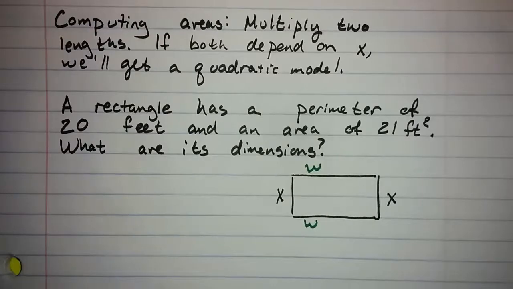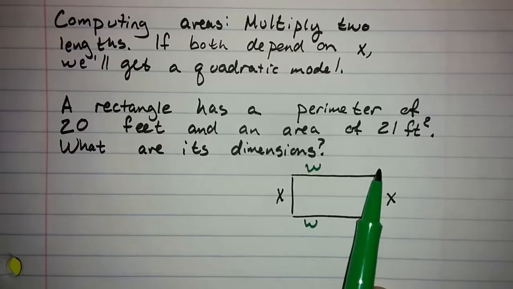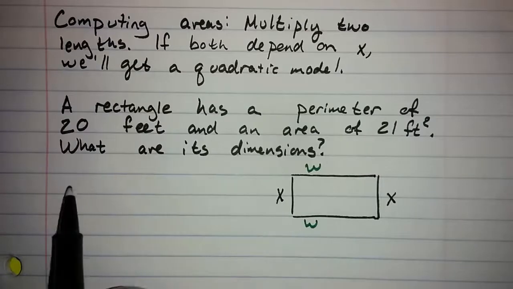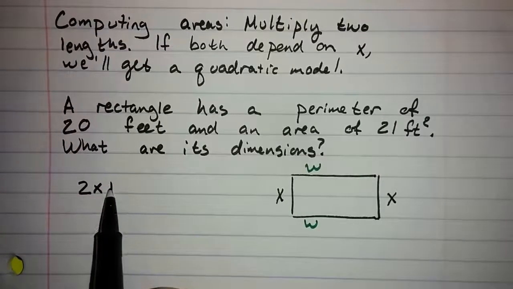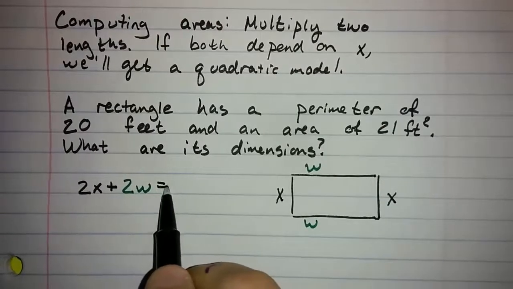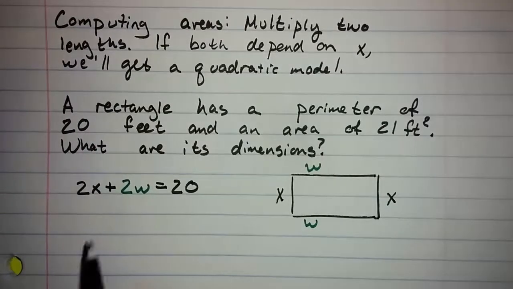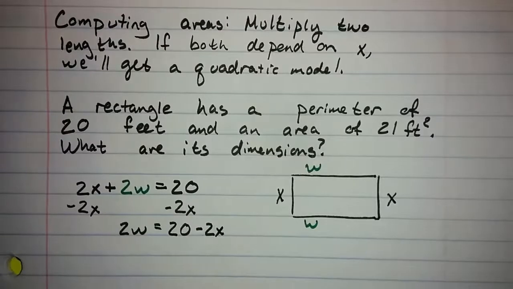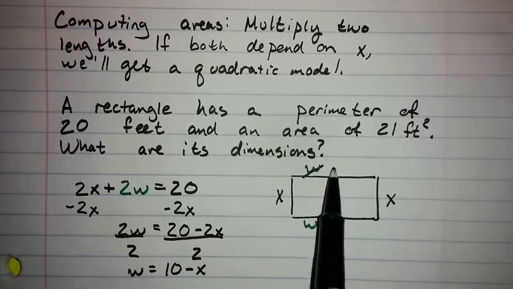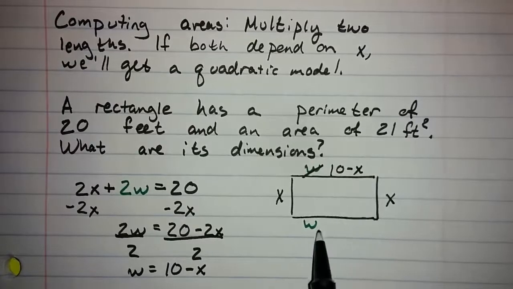Right? Because what's the perimeter? It's the distance all the way around. If I walk all the way around this rectangle, I'll walk along two sides of length x and two sides of length w, and I'll have walked 20 feet altogether. To figure out what w is in terms of x, I'm just going to solve this formula for w, subtracting 2x from both sides. So the lengths of the other two sides are 10 minus x.